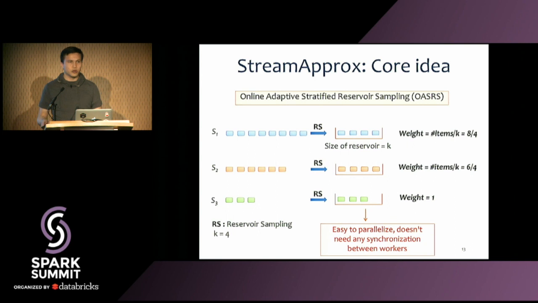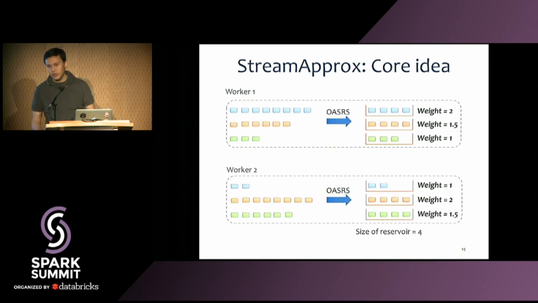And let's see how the algorithm works in a distributed manner. The figure shows 2 workers, and each worker will perform our algorithm independently to take a sample of the input data stream. And there is no communication between the workers. And to preserve the statistical property of the original data, we add the weight accordingly.